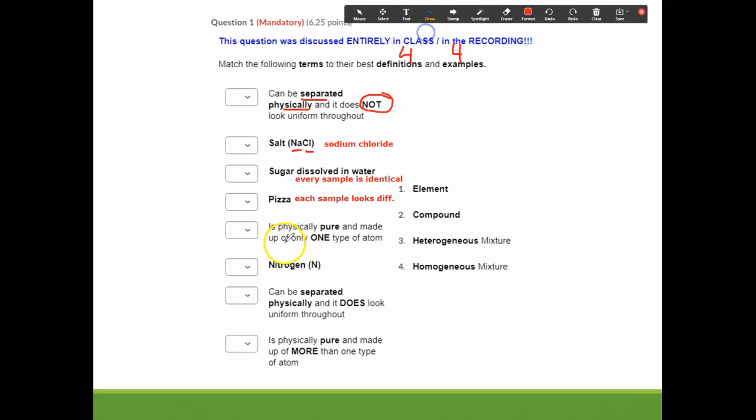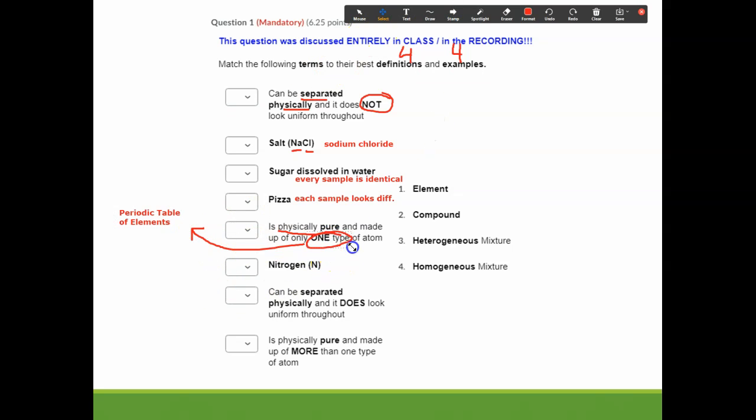Something that is physically pure, all right, but is made up of only one type of atom. Remember, if you need help on this, when we go to look for the example, you can look up what is on the periodic table. If something is on the periodic table of elements, therefore it is an element. So that's just a hint for talking about the examples.